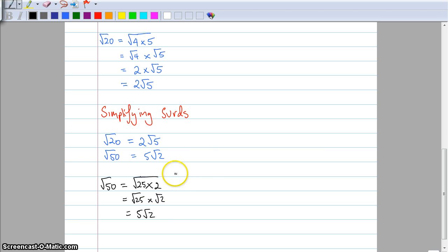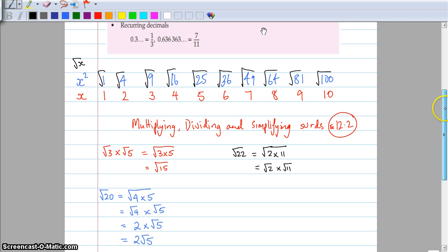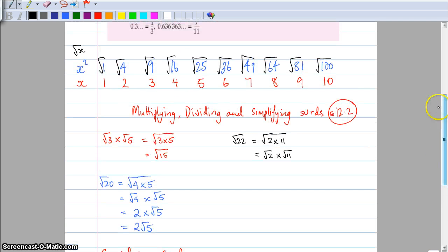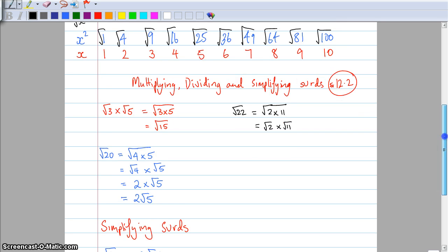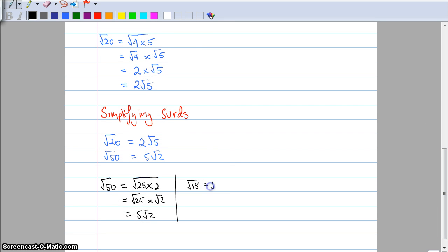Okay, let's try another one. Let's try the square root of 18. Again, I look up to the top and I find a number that goes evenly into 18. It's clearly not going to be 16. It is in fact 9. So that becomes the square root of 9 multiplied by the square root of 2, which is 3 root 2.